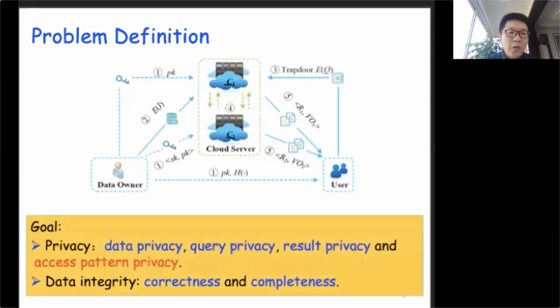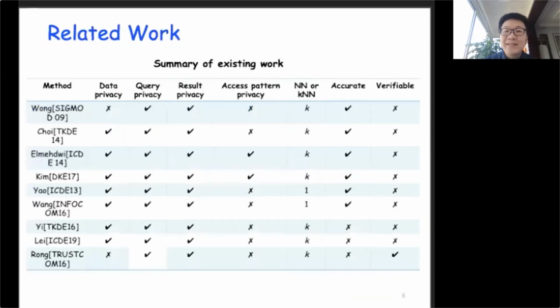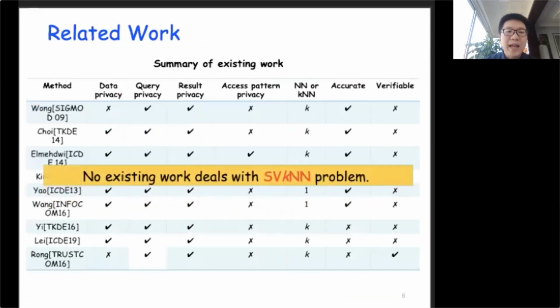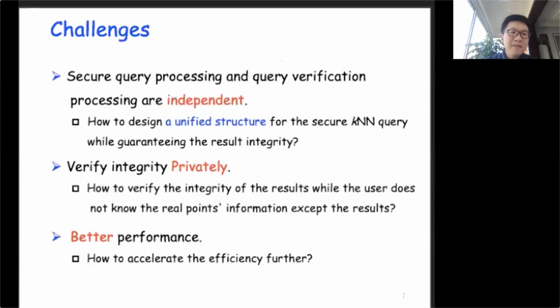The goal of our work is to protect the privacy of the data, the query, the result, and the access pattern, and meanwhile guarantee the correctness and the completeness of the results. There exist a lot of works to address the related problem. However, no existing work can deal with our problem completely. And the challenges of this problem are how to design a unified structure for the secure k-nearest neighbor query while guaranteeing the results' integrity, how to verify the integrity of the results while the user does not know the real point information except the results, and how to accelerate the efficiency further.